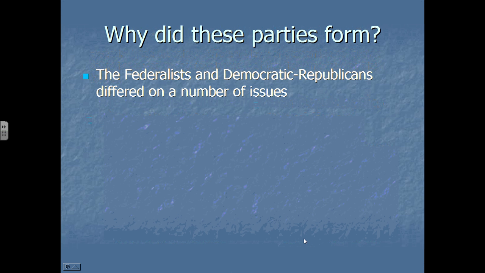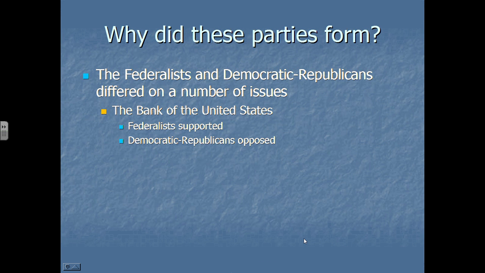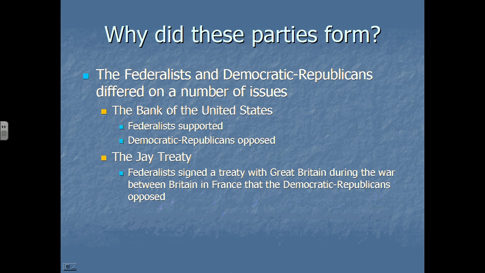Why did these parties form? A bunch of different reasons. The biggest reason is the Bank of the United States. Federalists supported this. Democratic Republicans, led by Jefferson, opposed the formation of the Bank of the United States in the 1790s. Also in 1794, the United States signed a peace treaty with Great Britain. This is known as Jay's Treaty. The Federalists were in favor of this. They liked Britain. The Democratic Republicans did not like the British and opposed this treaty.